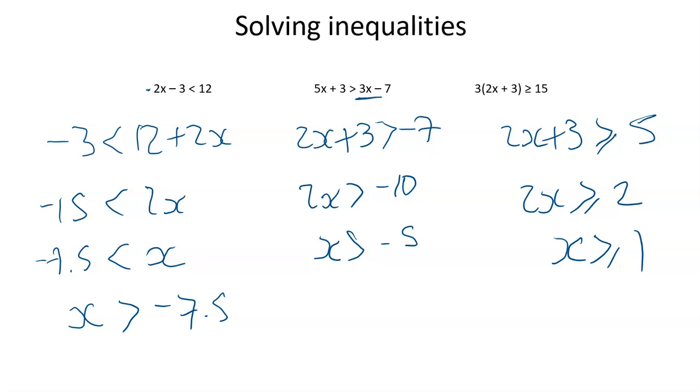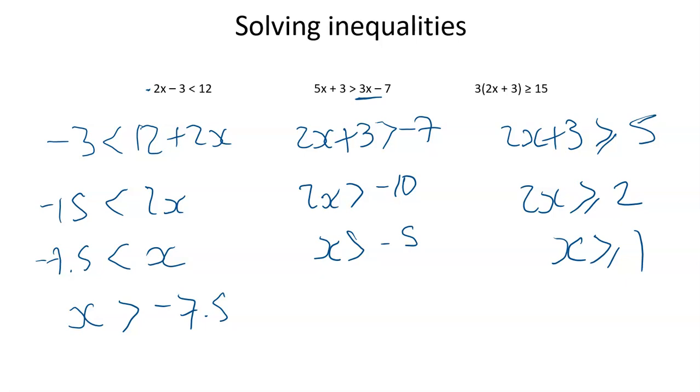Otherwise, just do the opposite. It's the name of the game. Do the opposite. Move things around just like solving equations, just with the different arrow rather than an equal sign. But divide by it or times by a negative number, flip that arrow over, and that will do you.